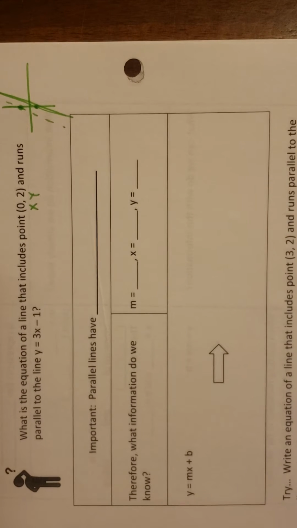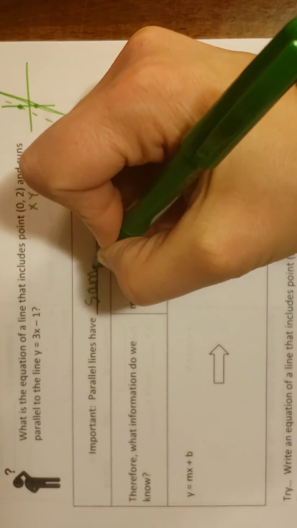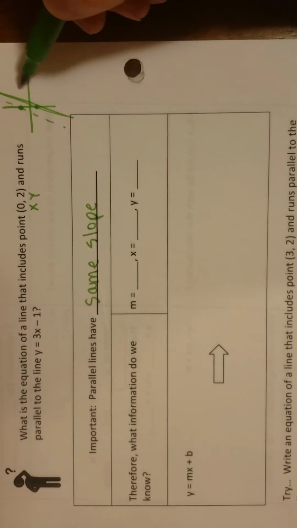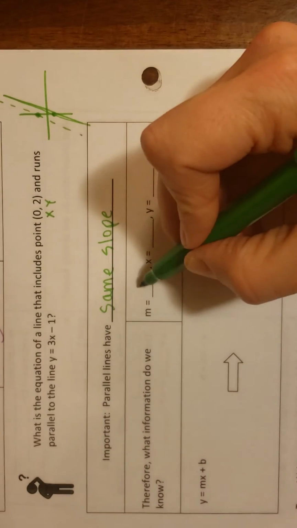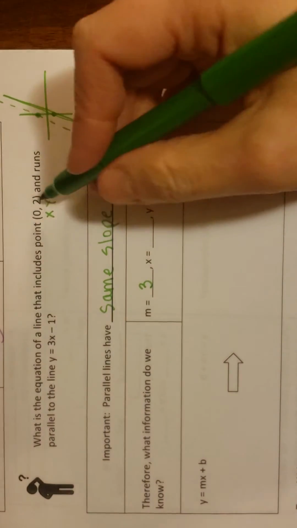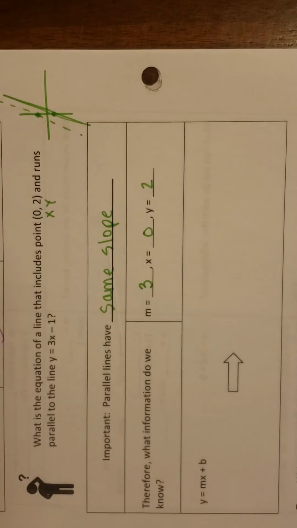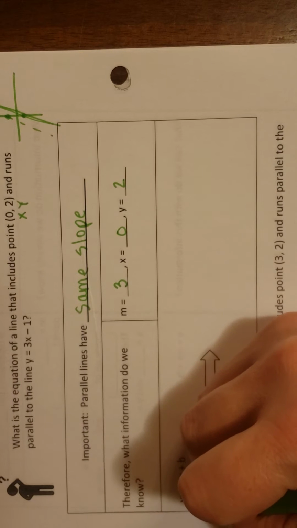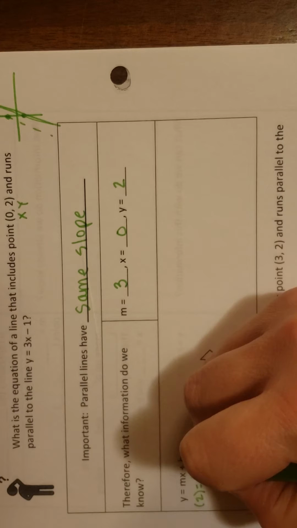Okay, here's the key part. Parallel lines have the same slope. Same slope. So if this line has a slope of 3, then this line must also have a slope of 3. Here's the 0 and 2 for x and y, and now it's just the same. Calculate it out. I'll do me, you do you. When you're done, you can see if we agree.